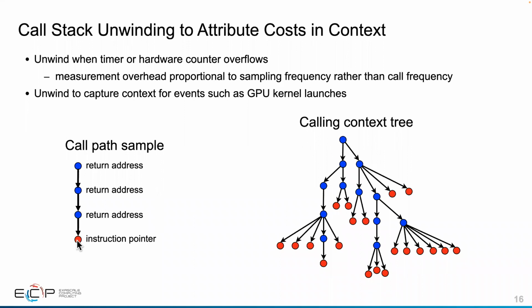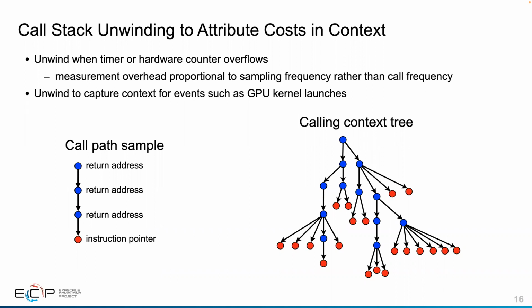Say we're in some routine C, when called from B, when called from A, when called from main. And so what we do is we unwind the call stack to determine where the timer expired, or where, say, a hardware counter overflowed, or also when a GPU kernel was launched. We follow the same process, which is we unwind the call stack to identify the calling context, or as we also call it, the call path. And so we get this chain of contexts for a single measurement.